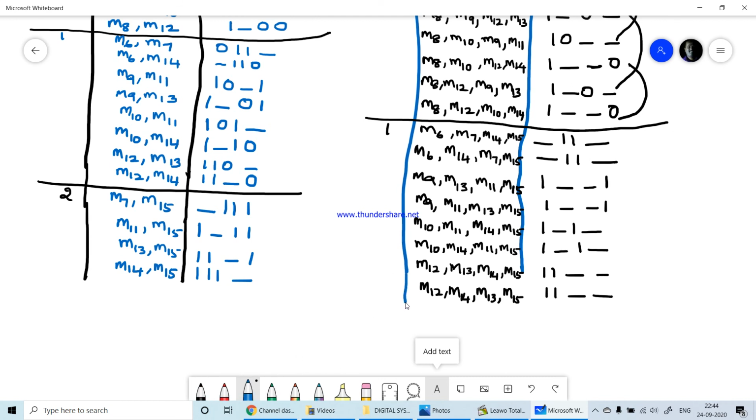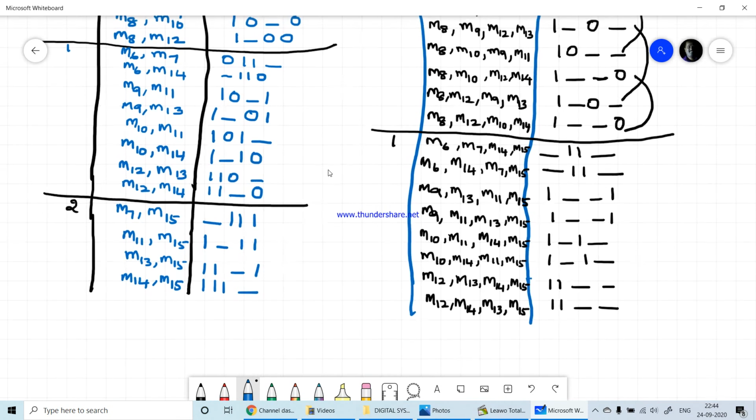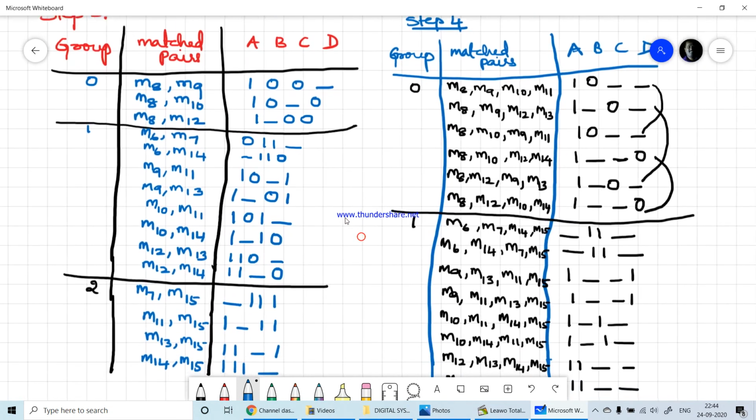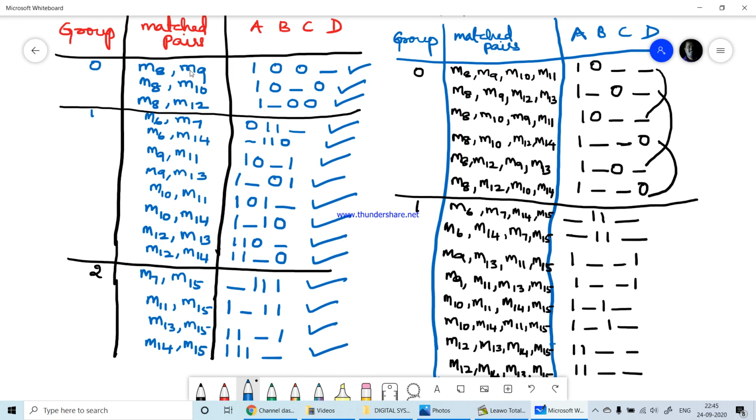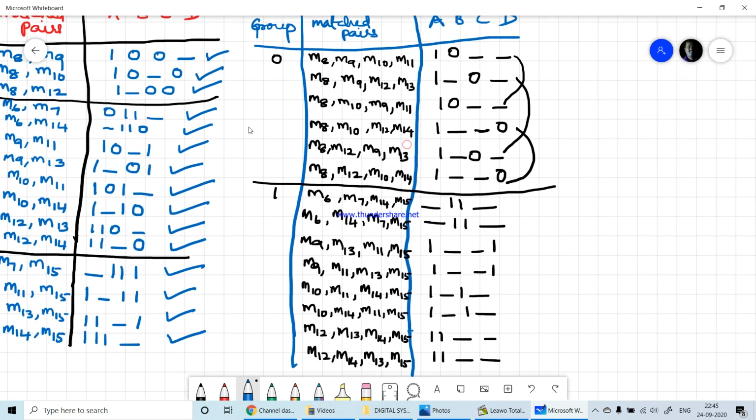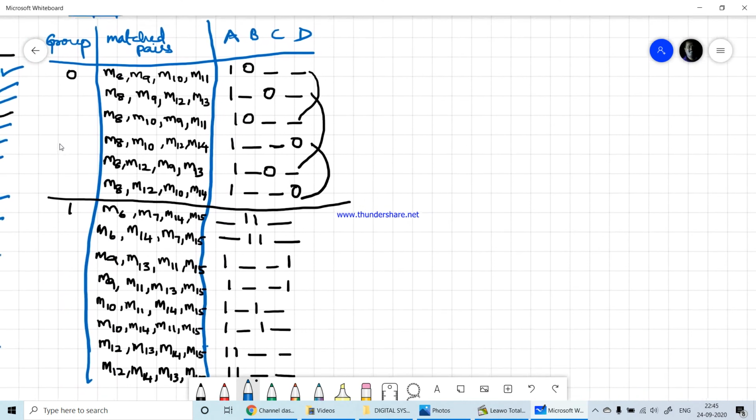So these are the groups that I have formed by looking into this table in step 3. Now I hope when you try to take all the matched pairs, M8 and M9 was used, M8 and M10 is used, M8 and M12 is used, M6, M7, M6, M14, M9, M11, M9, M13, M10, M11, M10, M14, M12, M13, M12, M14, all are used for grouping. So therefore we don't have any essential prime implicants in this table. Now go to the next step, step 5.